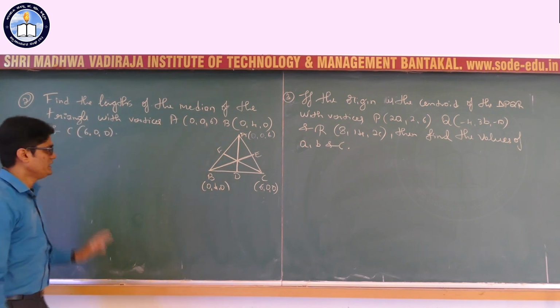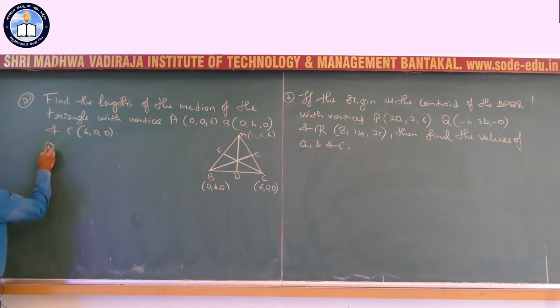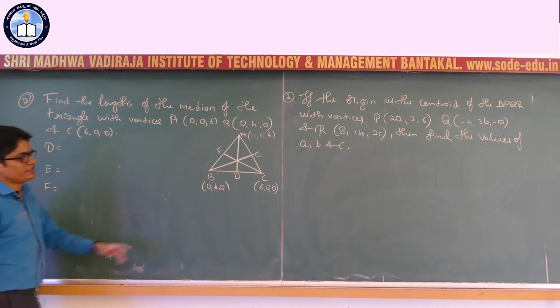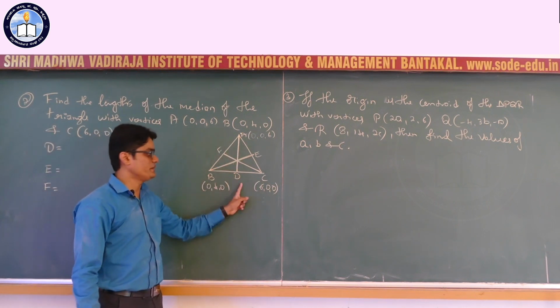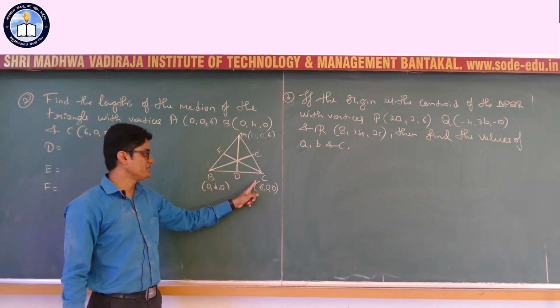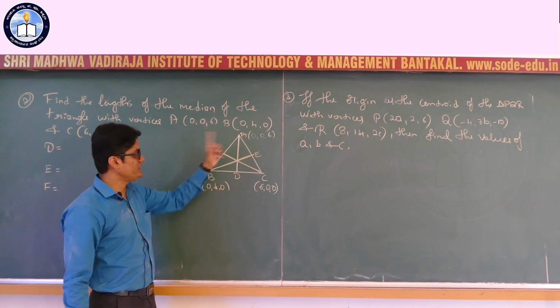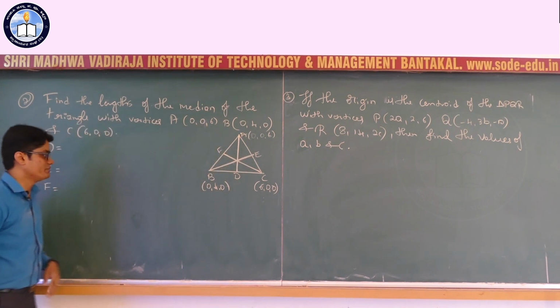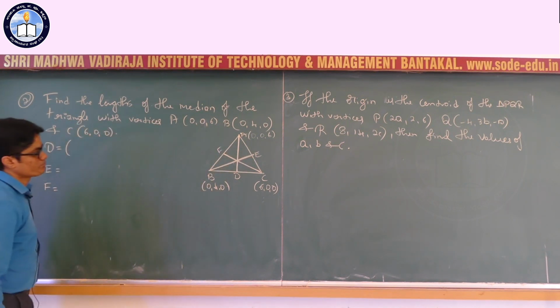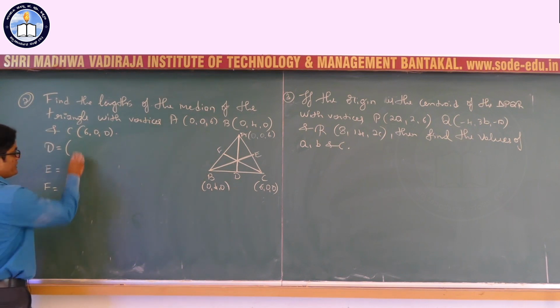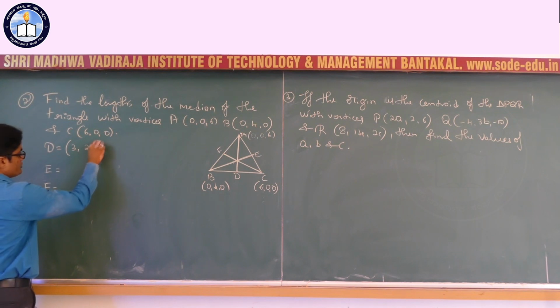So very simple. First find out the coordinates of D, E and F. Can you tell me what D, E and F are? D always divides BC. If AD is a median, D will be the midpoint of BC, E will be the midpoint of AC, F will be the midpoint of AB. So tell me what are the coordinates of D? Midpoint formula: (6 plus 0) by 2, 3; (4 plus 0) by 2, 2; (0 plus 0) by 2, 0.